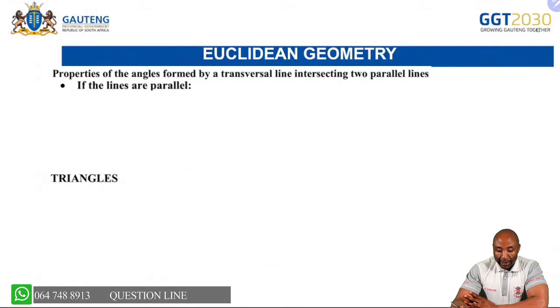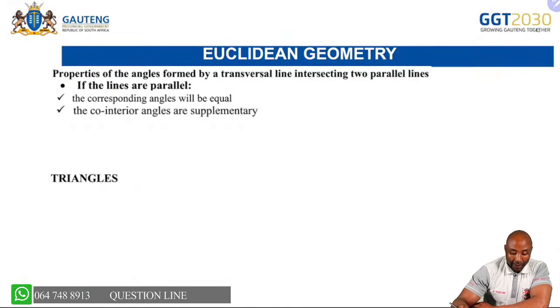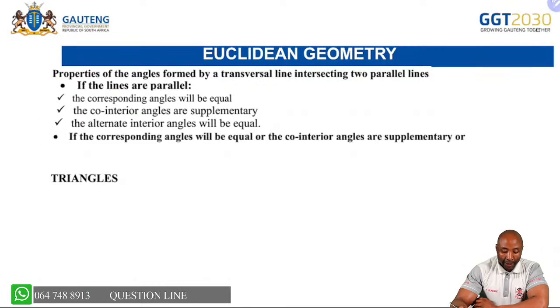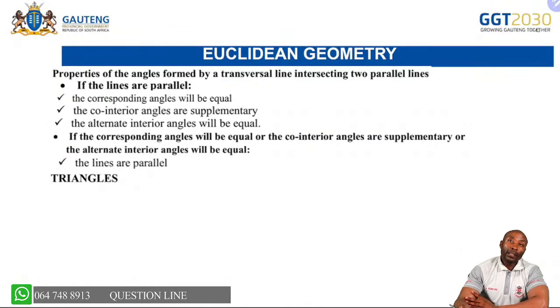Now, we have learned that if we have parallel lines and there is a transversal line, then we must have corresponding angles equal, we must have co-interior angles that are supplementary, and we must have alternate interior angles that are equal. And then we should also be able to see that if we have corresponding angles equal, or co-interior angles supplementary, or alternate angles equal, then we must know that the lines are parallel.